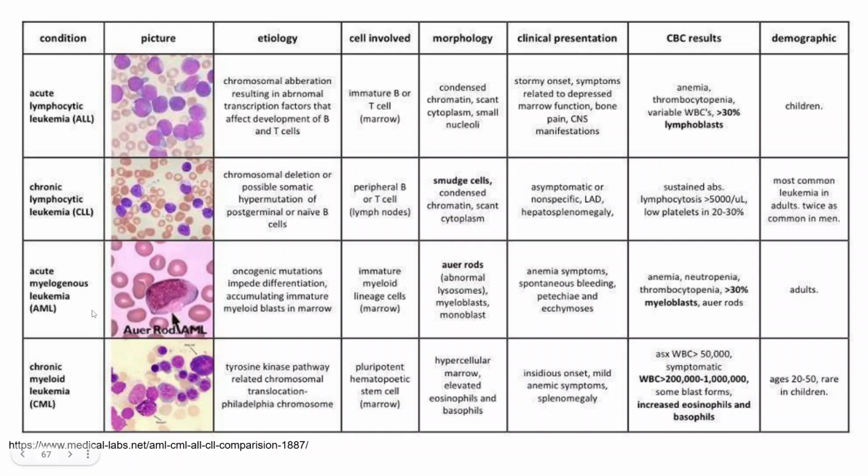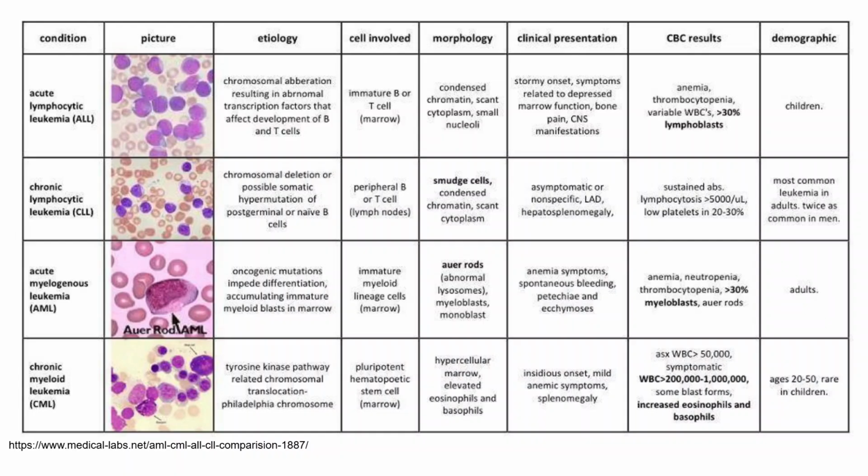Then myeloid leukemia. Acute myeloid leukemia typically presents with Auer rods in the cells, which we have discussed, and myeloblasts are also seen. It is probably again due to gene mutations, which we have discussed. The cells involved are immature myeloid cells, and clinical presentation is mainly anemia, neutropenia, thrombocytopenia, and myeloblasts with Auer rods are seen in the periphery. It is most common in adults.